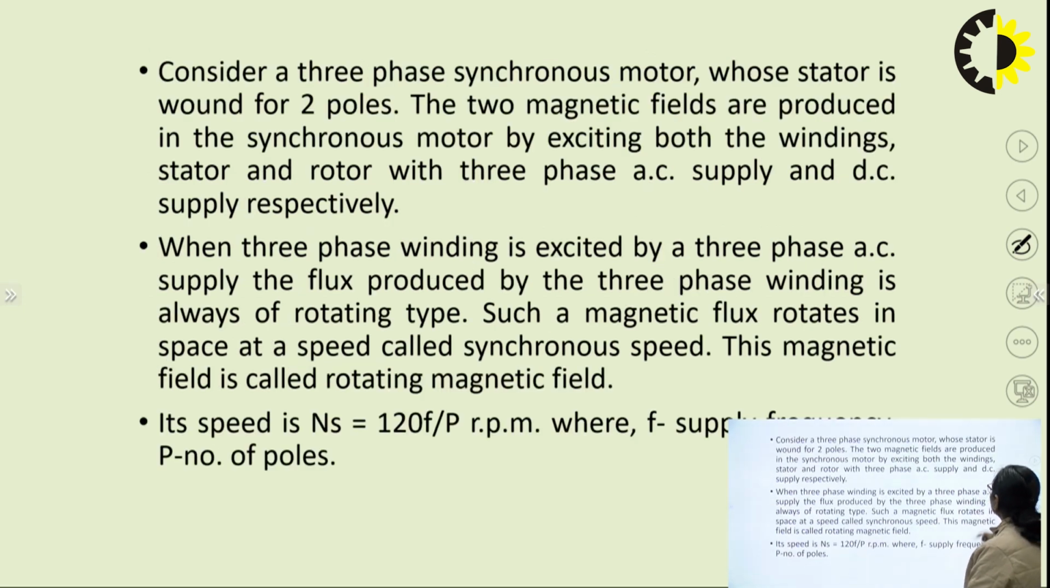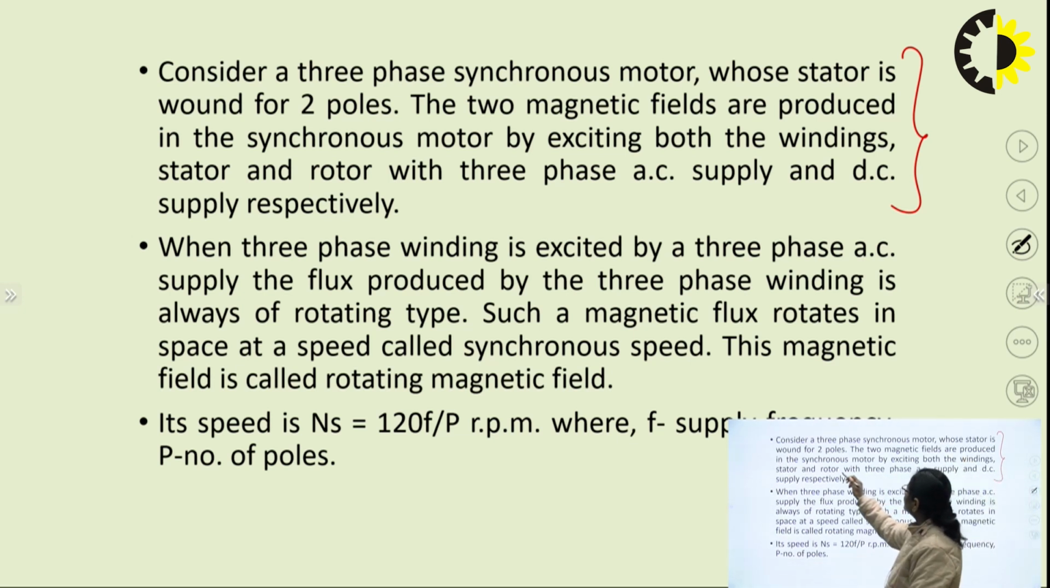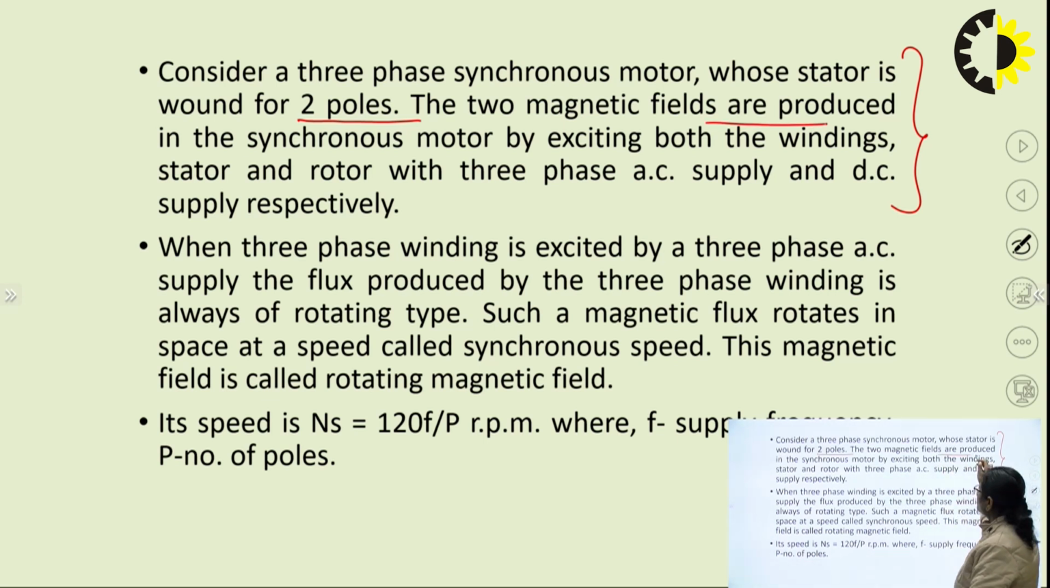Let us consider a three-phase synchronous motor. I'll show the synchronous motor schematic representation on the next slide. Let us consider a three-phase synchronous motor whose stator is wound for two poles. Two magnetic fields are produced, one by the AC winding, which is the stator or armature winding over the stationary part of the machine, and another by the DC supply given to the field winding, which is placed over the rotor of the machine.